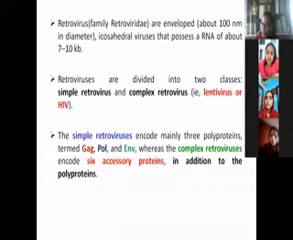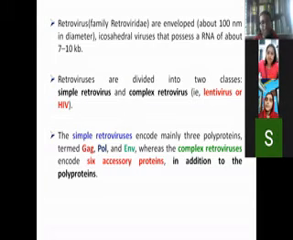The simple retroviruses encode mainly 3 polyproteins: GAG, pol, and ENV. Whereas the complex retroviruses encode 6 accessory proteins in addition to these 3 polyproteins.